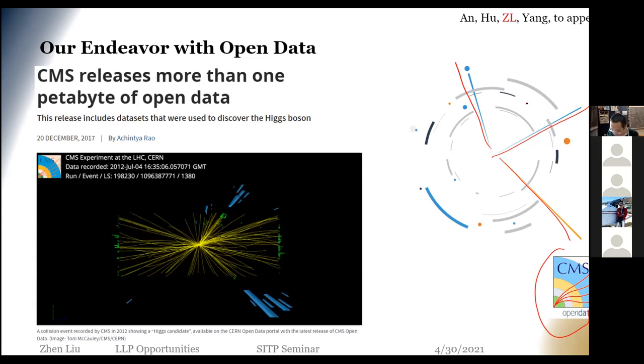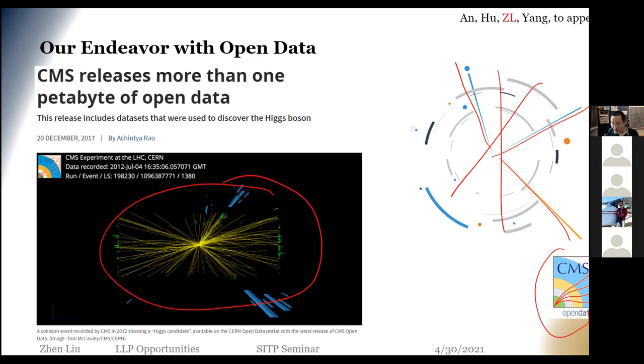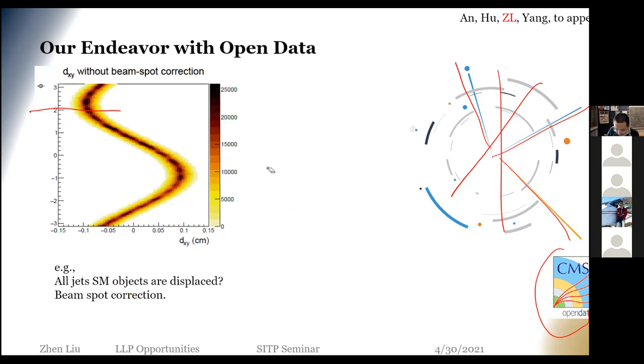The first thing you realize is that it's nothing like this, but instead what they provide is something like this. A huge amount of information, very raw, petabytes in total. You have to look for a subset, and even then, it's not immediately interpretable as particles. For instance, one of the key parameters for anyone looking for long-lived signatures is displacement in the transverse direction.